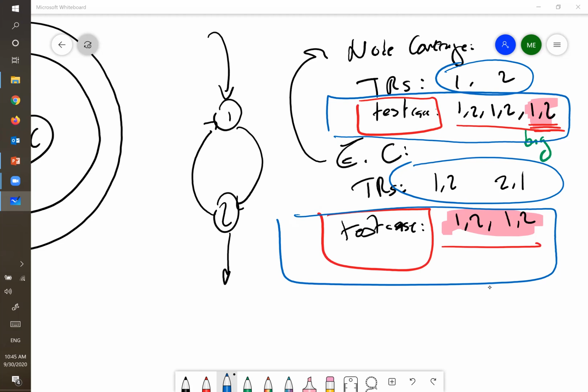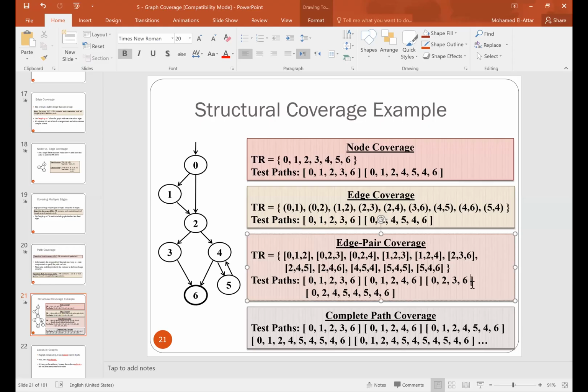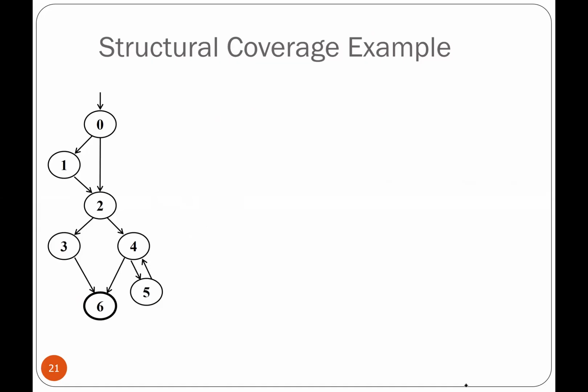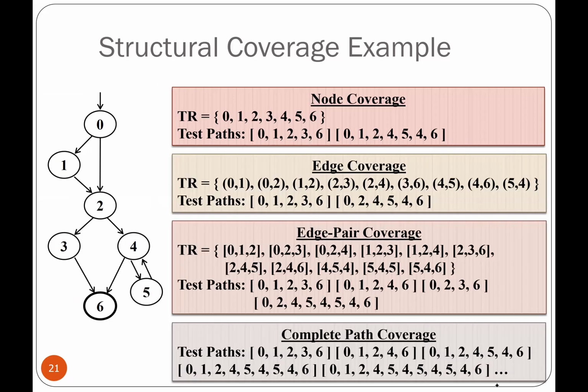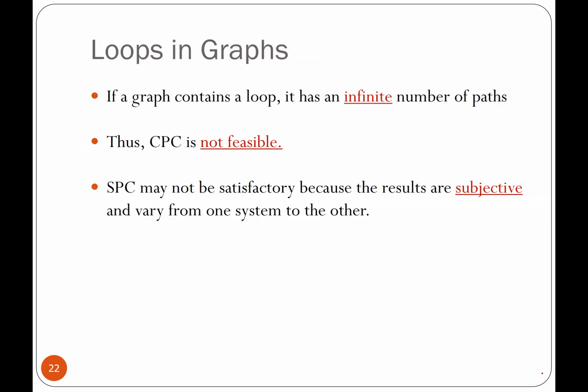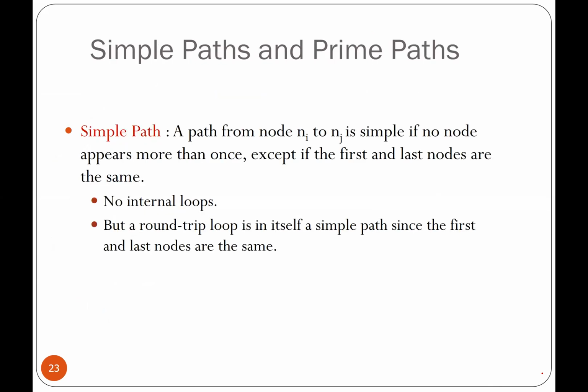So let's go back again to this one over here. Okay, so we're back to this slide. When we started to do complete path coverage, the issue I had with this graph is that there's a loop, which means I can end up creating test cases that just go on forever. And this gives rise to the concept of something called a simple path.